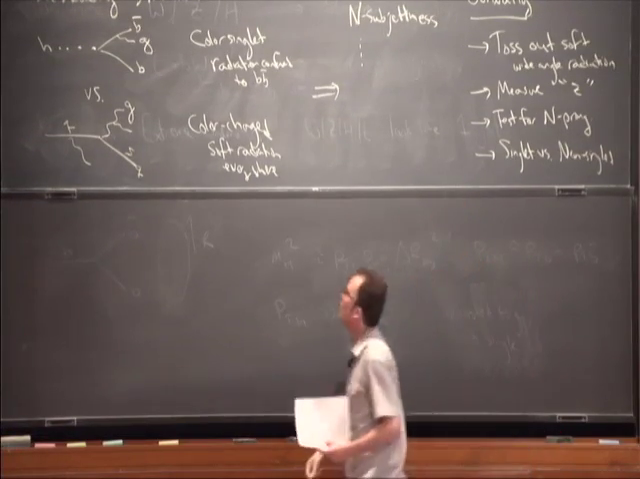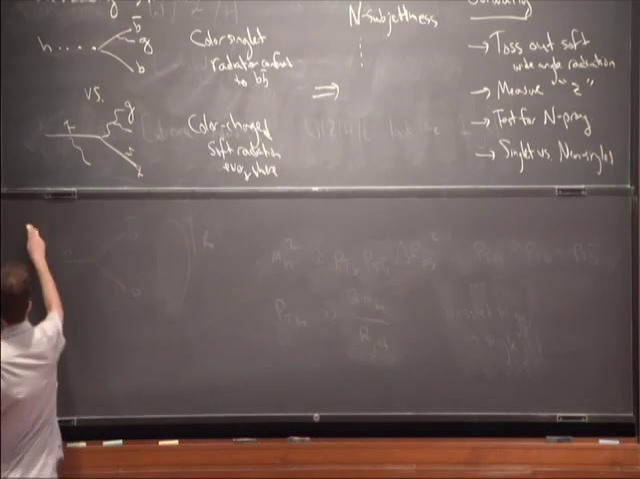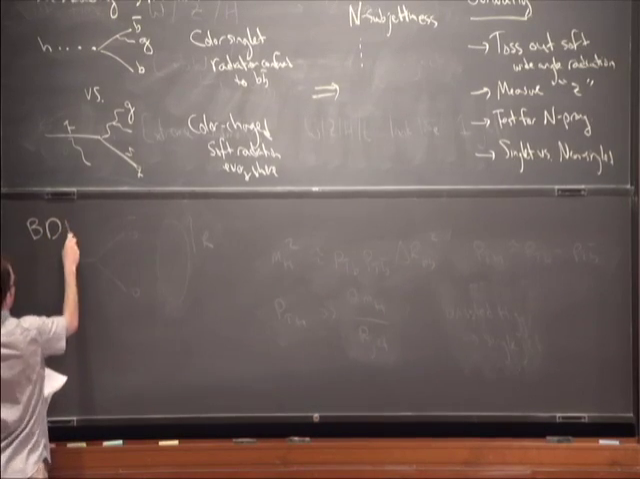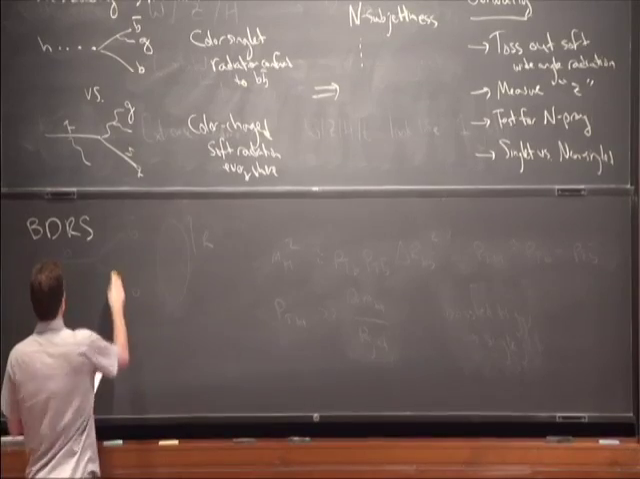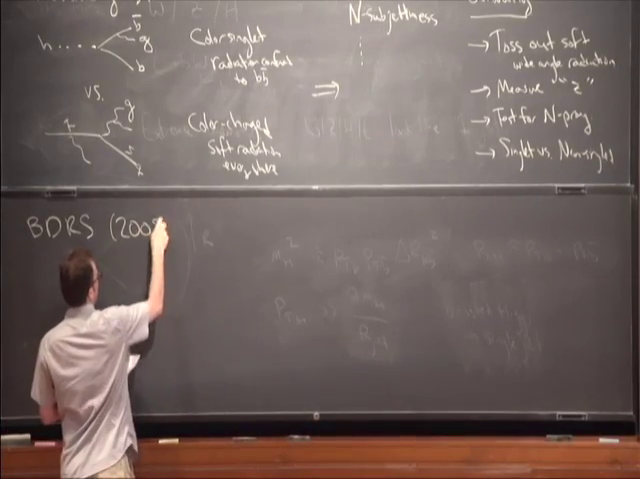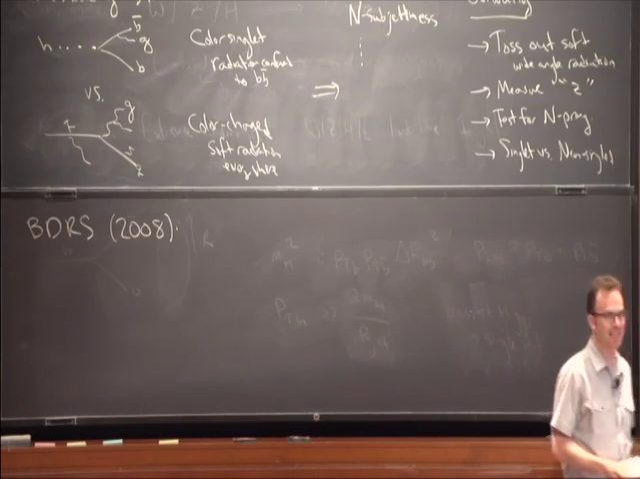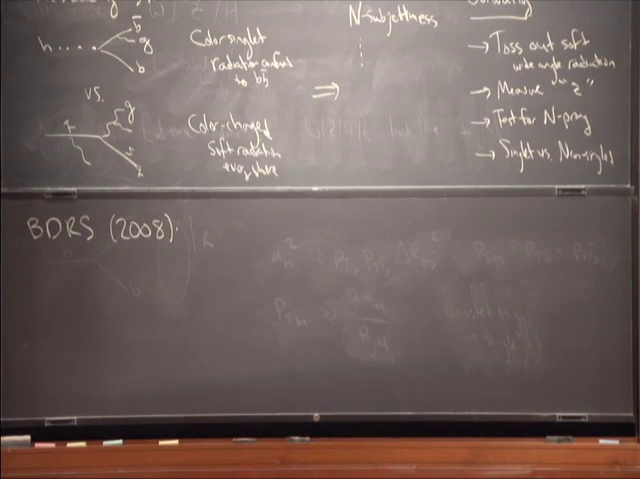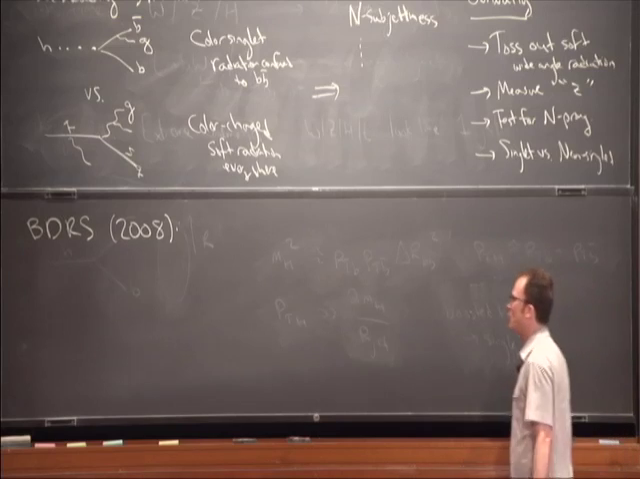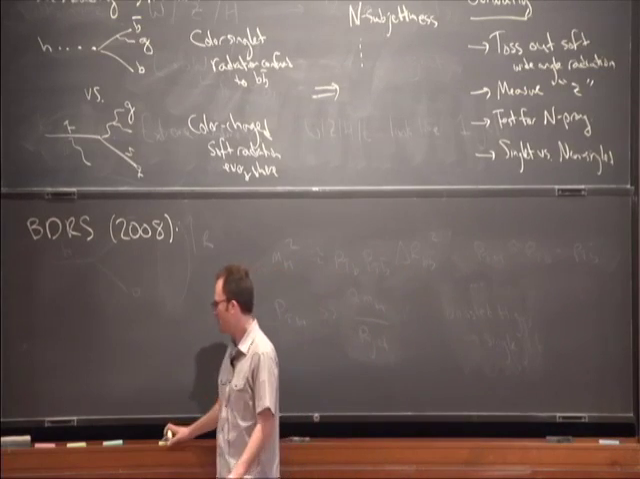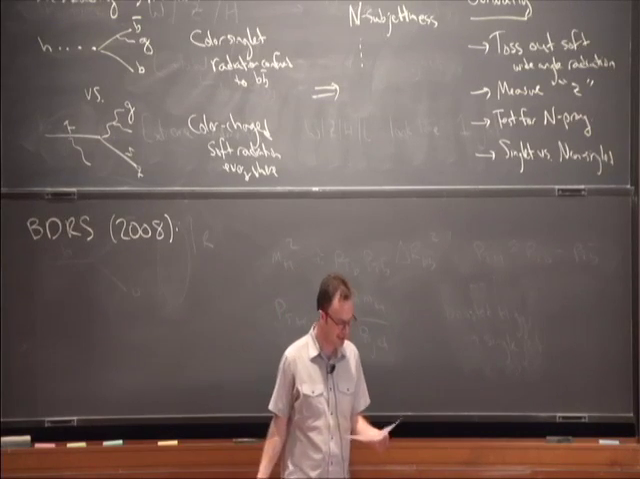Okay, so let's start with the BDRS method. Butterworth, Davison, Rubin, and Salam came out in 2008, and I think this paper can lay claim to starting the entire industry of jet substructure. Certainly, this paper, along with the anti-kT paper, really changed my idea about what you could do with jets.